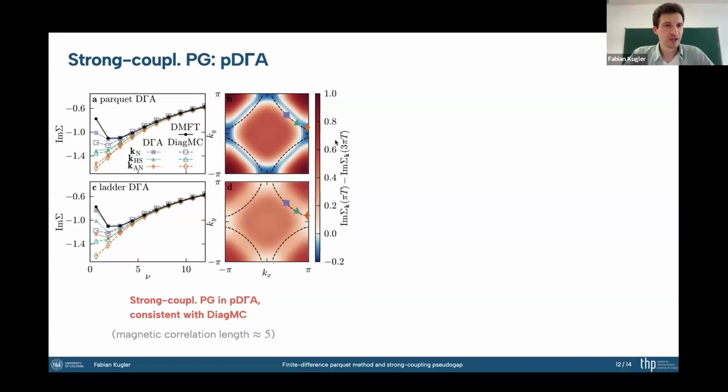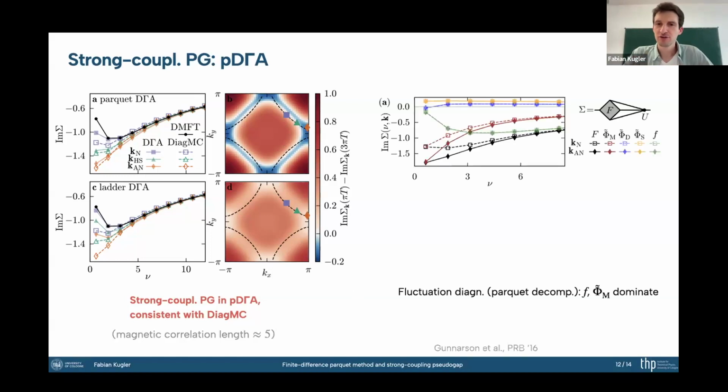So first of all, we're very happy that we can reproduce this kind of physics, but now we can leverage our method and dissect the ingredients. First of all, we get our self-energy from a Schwinger-Dyson equation, so it's very natural to perform some kind of fluctuation diagnostics. It's natural to use the parquet decomposition that we have for the full vertex and look at the resulting self-energies.